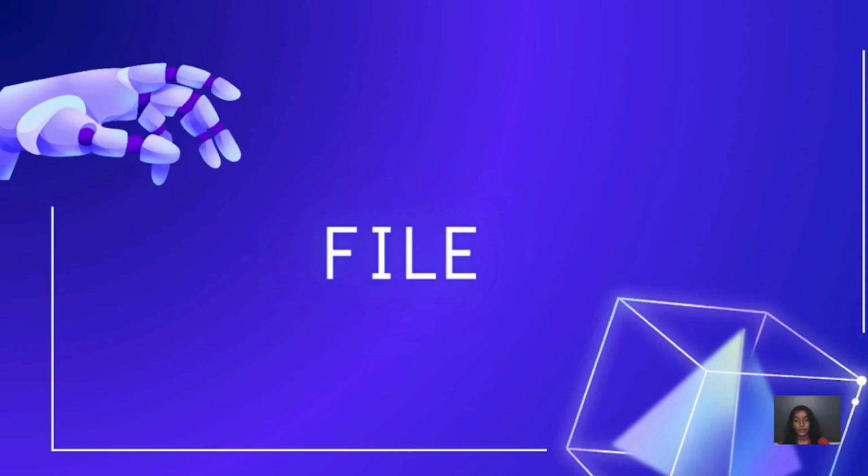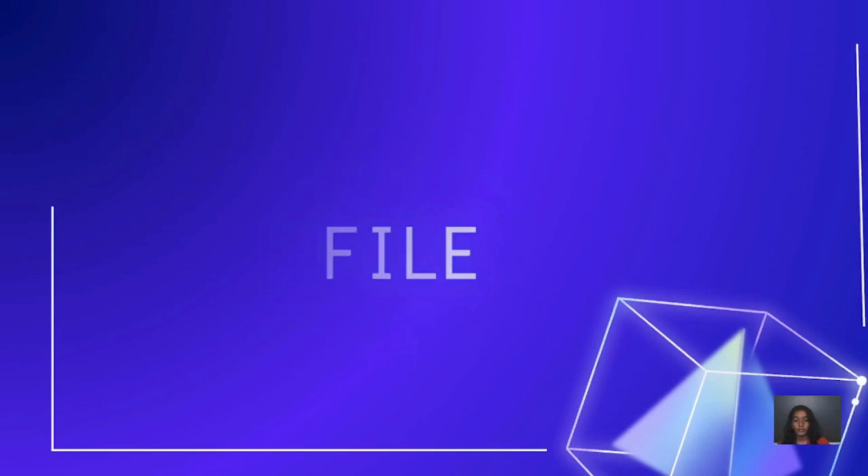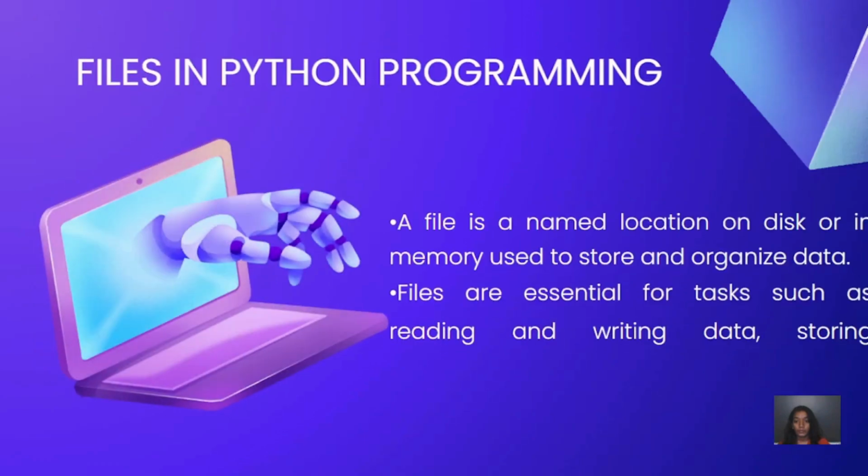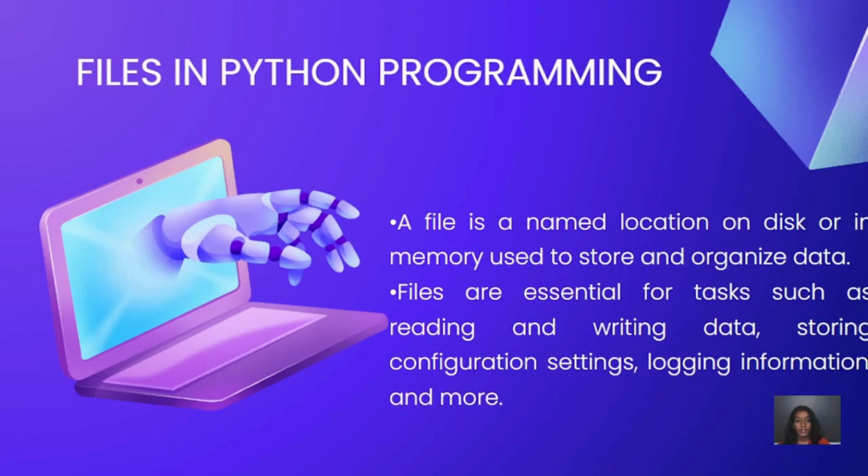In this video, we'll be seeing about file and file paths, beginning with the file. A file is a named location on disk or in memory used to store and organize data. Files are essential for tasks such as reading and writing data, storing configuration settings, logging information, and more.